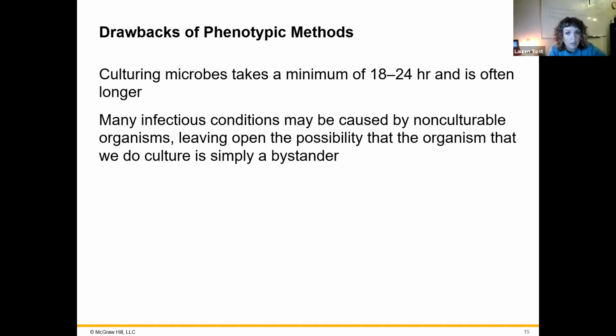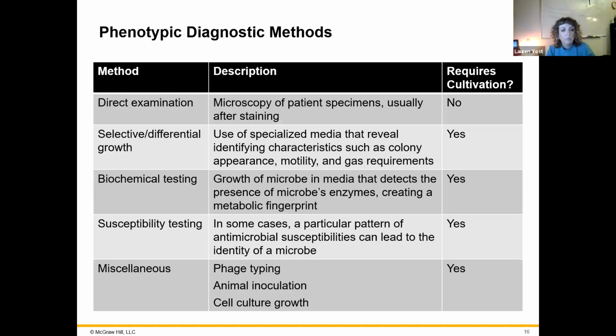First, I want to summarize our phenotypic methods. We have our direct examination. Direct examination would be like looking at the organism or slides or stains of that organism. We have selective and differential growth. So growing on media that would select for that organism, or growing on media that could change color. That often relates to biochemical testing as well, changing color due to the presence of enzymes breaking down things in that media and then causing a color change as a result.